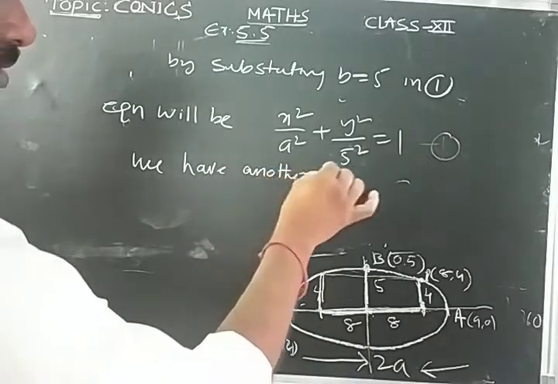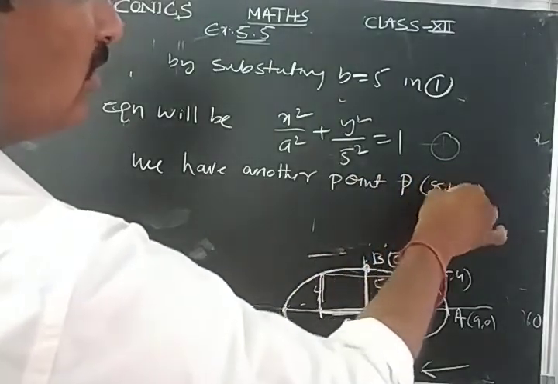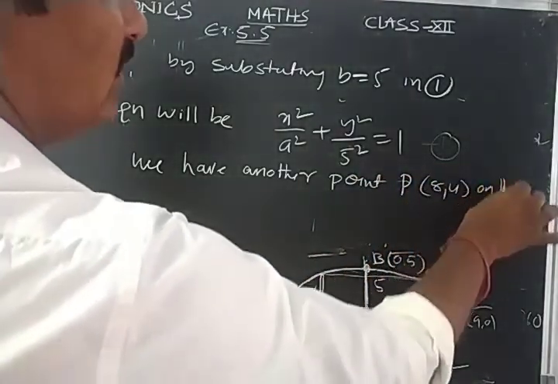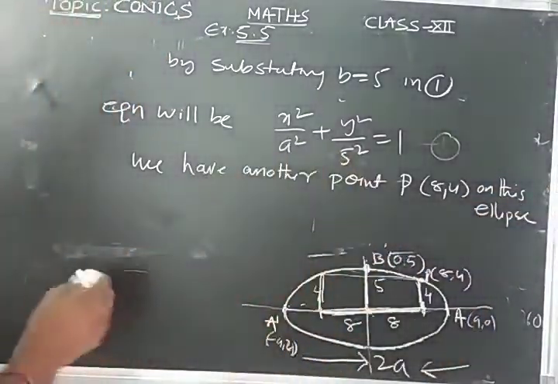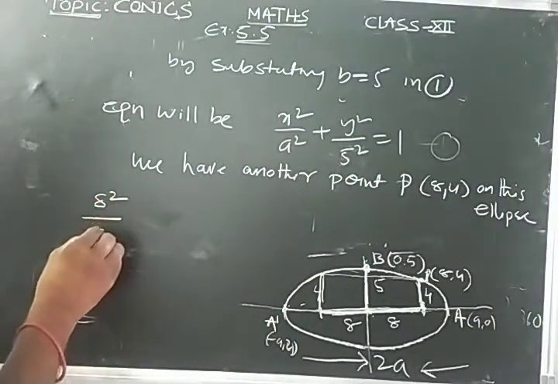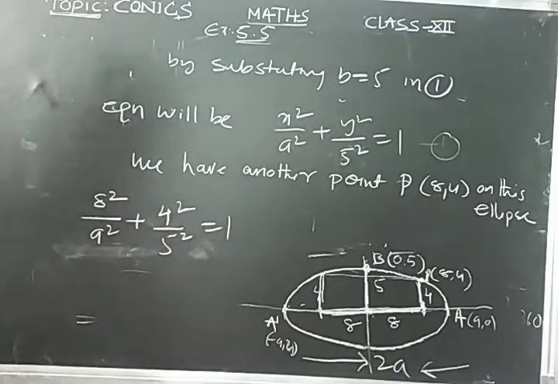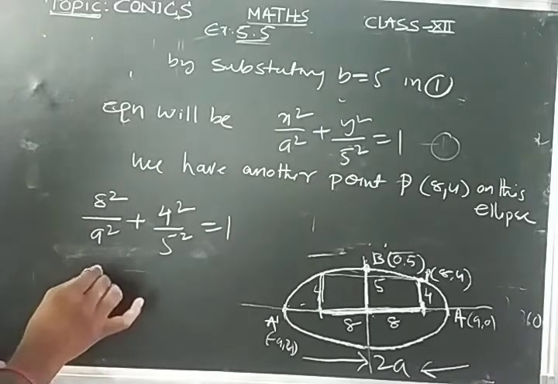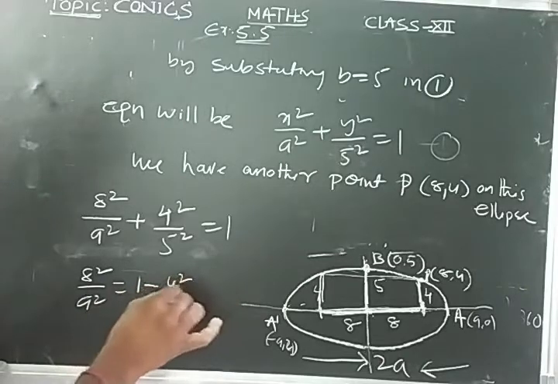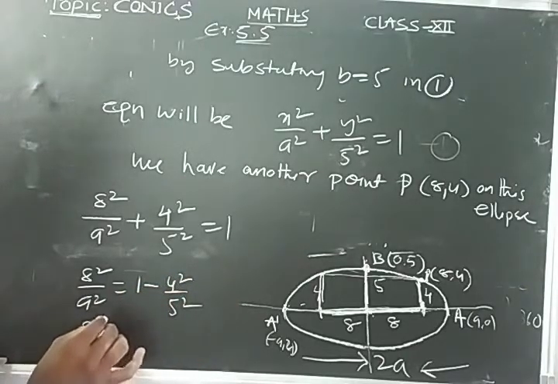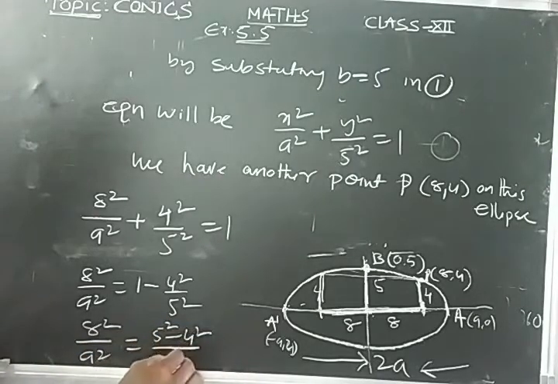Which point? P point. We have another point P, (8, 4), on this ellipse. By substituting this point, you will get 8 square by a square plus 4 square by 5 square is equal to 1. By simplifying, you will get 8 square by a square is equal to 1 minus 4 square by 5 square.